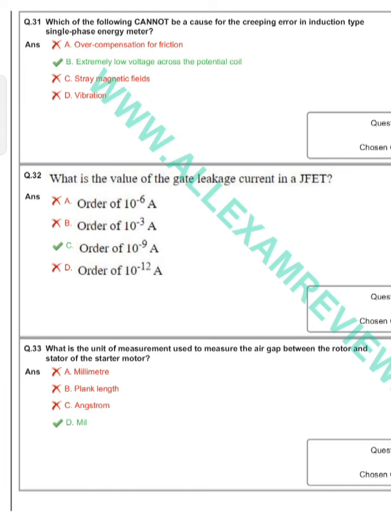Question number 32. What is the value of the gate leakage current in JFET? JFET means junction field effect transistor, order of 10 to the power minus 9 ampere.